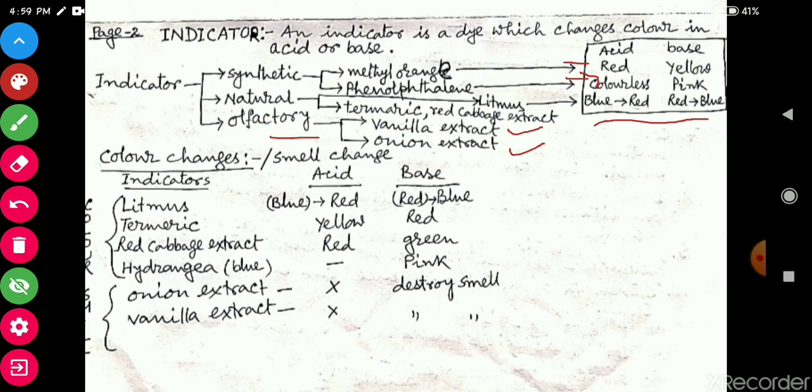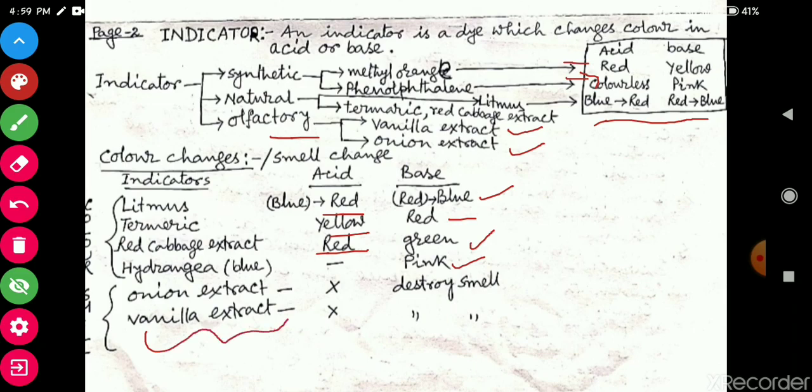Now, color changes or smell changes. Color changes of litmus, turmeric, red cabbage extract, hydrangea, naturally blue, in acid solution: blue litmus changes to red, turmeric yellow, red cabbage extract red, hydrangea blue. But in basic solution, red litmus changes to blue, turmeric changes to red, red cabbage extract changes to green, hydrangea pink. Now the change in smell.